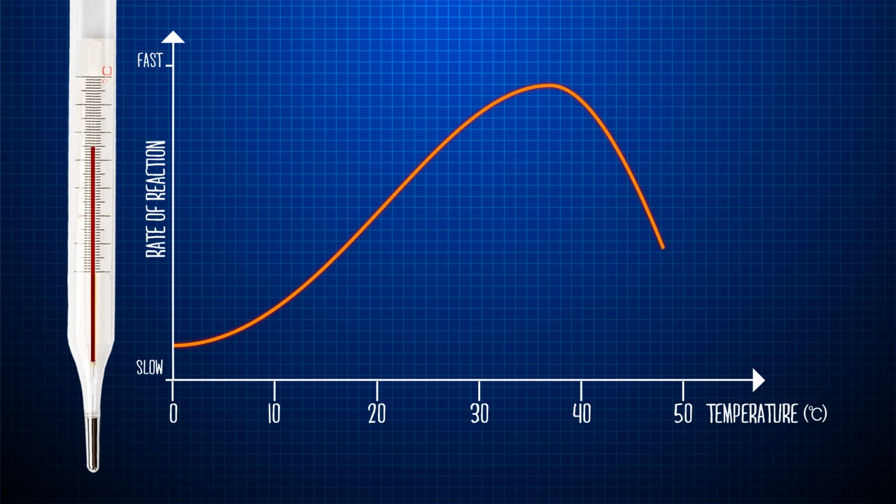Every enzyme has a temperature that it works best at, called its optimum temperature. Can you estimate the optimum temperature for this enzyme? For this enzyme, like most enzymes in our body, it's 37 degrees Celsius, our body temperature.